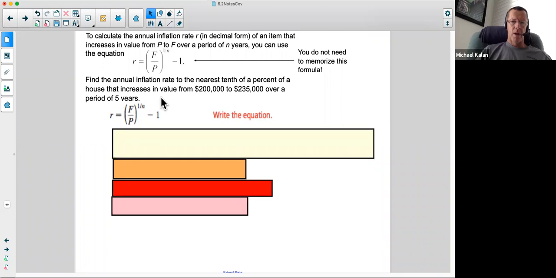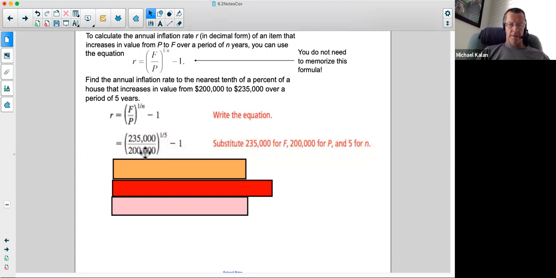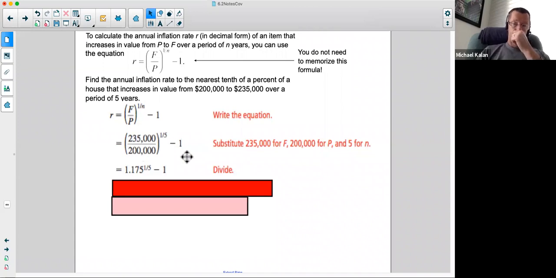Okay, so P to F, right? So we're talking about present, future, right? And N is 5, period of N years, right? So we wrote the equation. All we're going to do now is plug in because we're basically solving for R. Okay, we can simplify inside there. So it's really, if you think about it, we can cancel off the 3 sets of zeros, and 235 over 200, 5 goes into both of those, or you could just do the division, you get the decimal there. So we're basically saying what's the 1/5 power, the 5th root of 1.175.